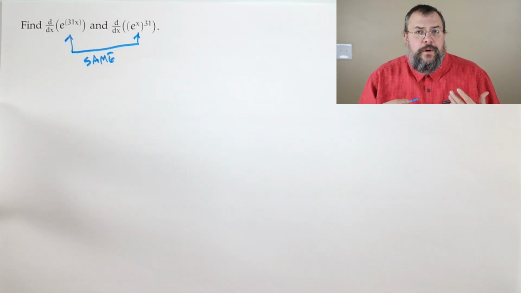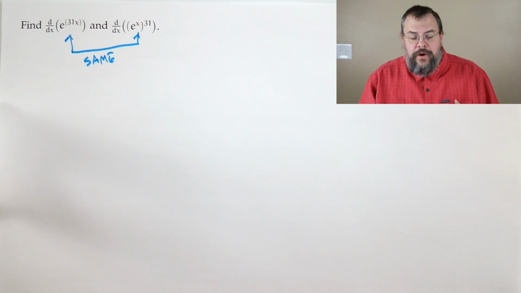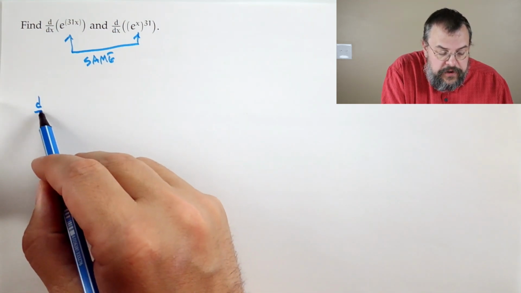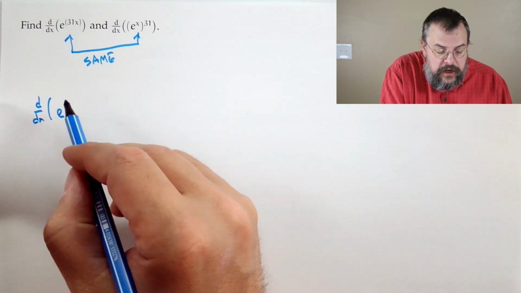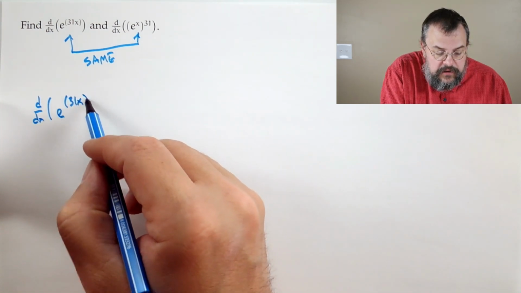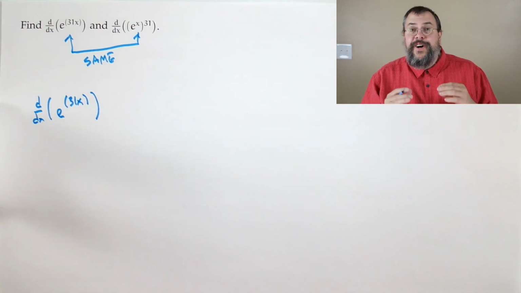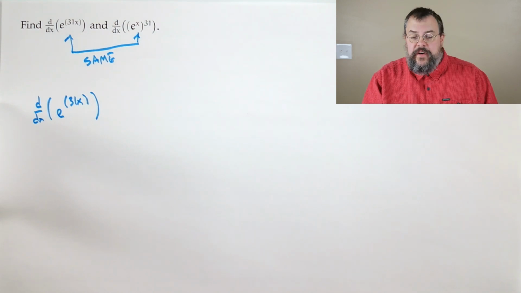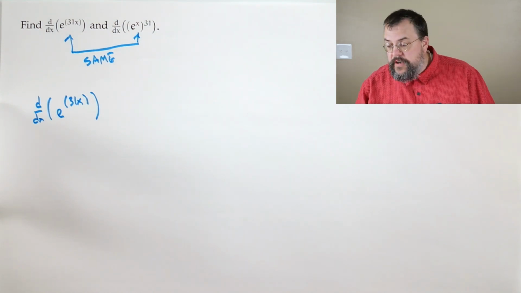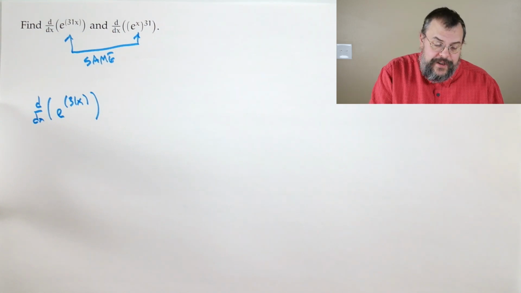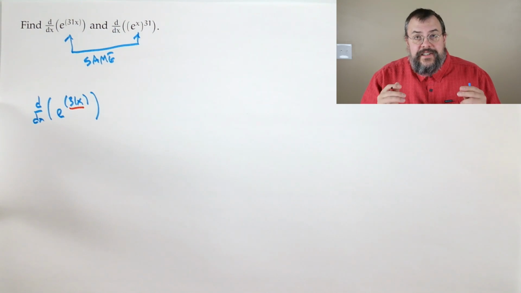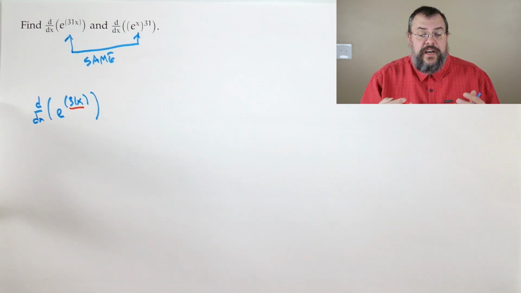Now, at this point, you might be wondering, well, why are we doing it twice? What's the point? Well, there's actually a slightly different thing going on here. So let's start with our first one. So we're looking for the derivative of e to the 31x. So we see a function in a function. Which layer is the inside function and which layer is the outside function? Well, the inside function, that's not so hard to spot. That's the 31x. That's what's on the inside. So what's the outside function?